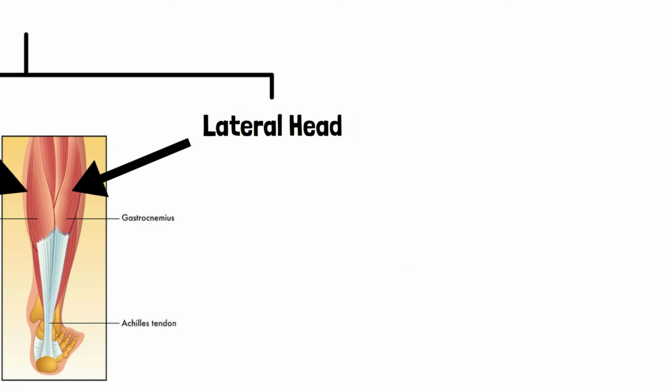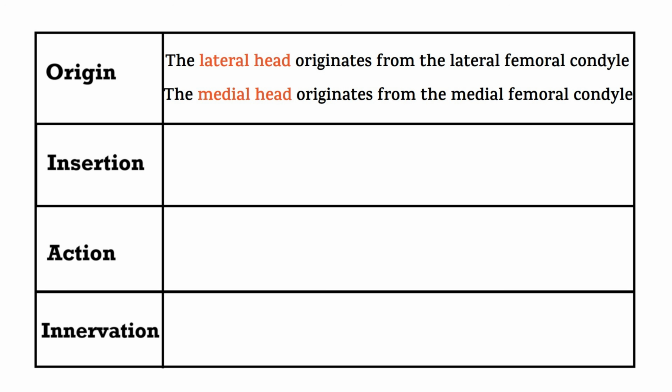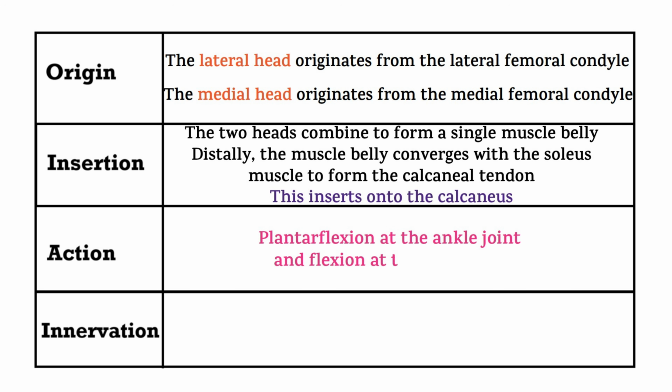The lateral head originates from the lateral femoral condyle. The medial head originates from the medial femoral condyle. The two heads combine to form a single muscle belly. Distally, the muscle belly converges with the soleus muscle to form the calcaneal tendon. This inserts onto the calcaneus. The action of the muscle is plantar flexion at the ankle joint and flexion at the knee joint. And it is supplied by the tibial nerve.